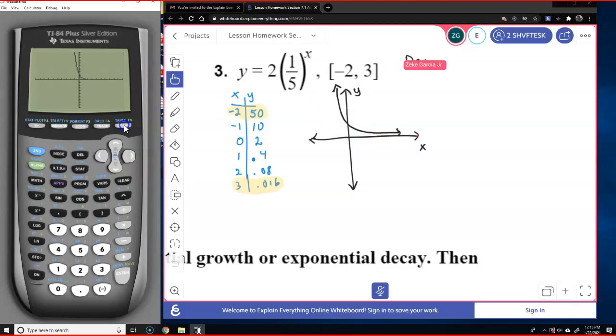So this is a decay model. If you look at the y values, they're decreasing. They're decreasing. And we know that at -2, 50, that's your max. And we know at 3, 0.016, this is your minimum point on the given interval.